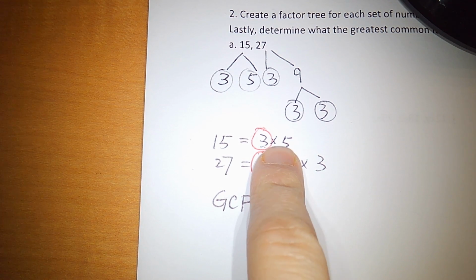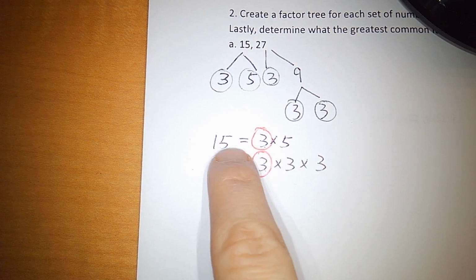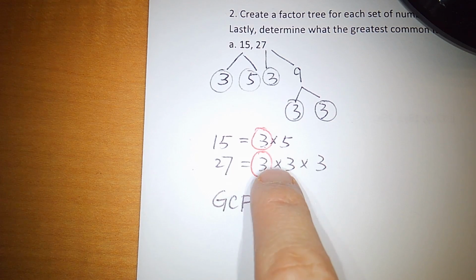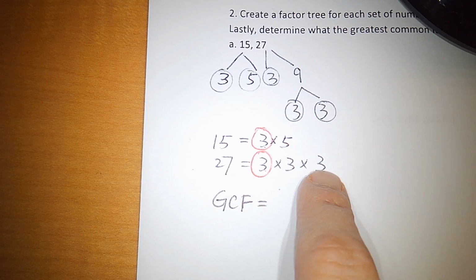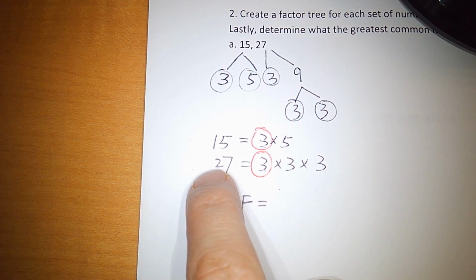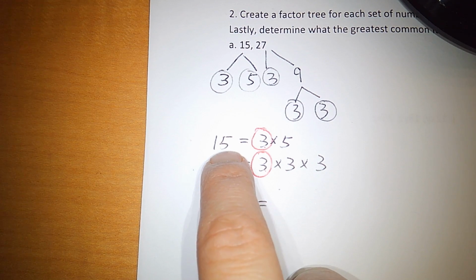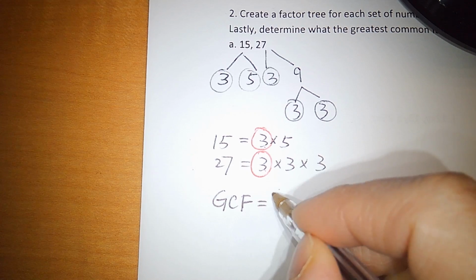You may say, how about this 5? See, 5 shows up as a factor of 15, but 5 is not a factor of 27. How about these 3's? They are the factors for 27, but they are not all factors for 15. So the GCF is 3.